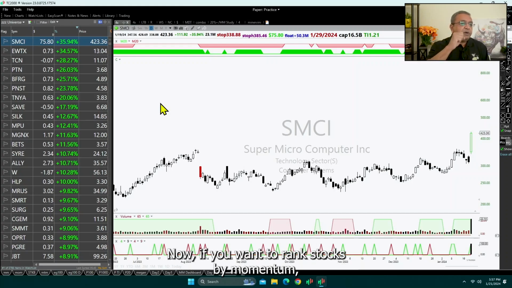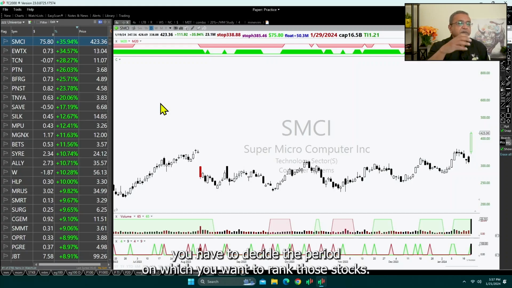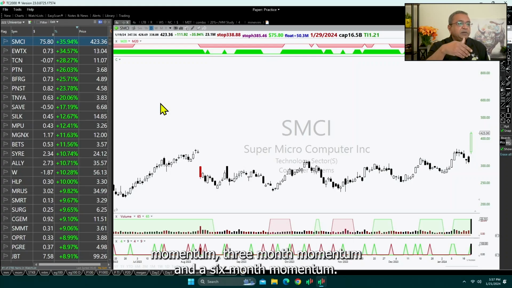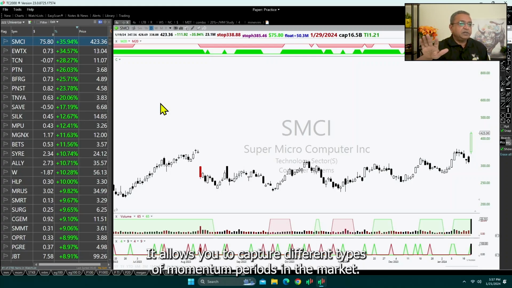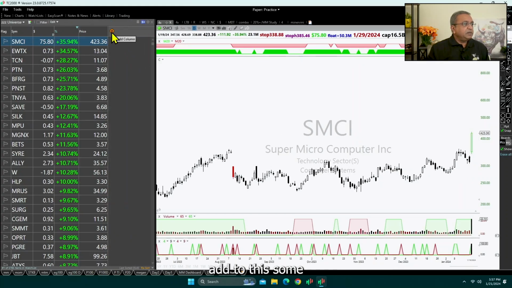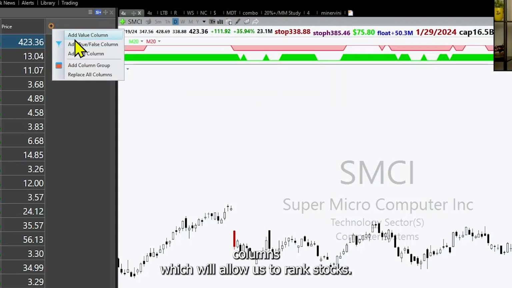Now if you want to rank stocks by momentum, you have to decide the period on which you want to rank those stocks. Typically, you rank stocks on a 1 month momentum, 3 months momentum, and a 6 months momentum. It allows you to capture different types of momentum periods in the market. In order to do that, we are on this particular tab now, and let's add some columns which will allow us to rank stocks.